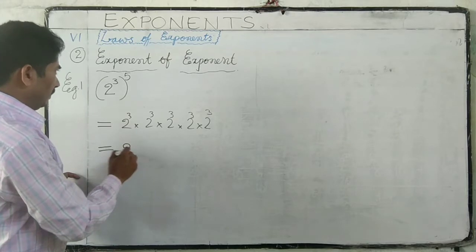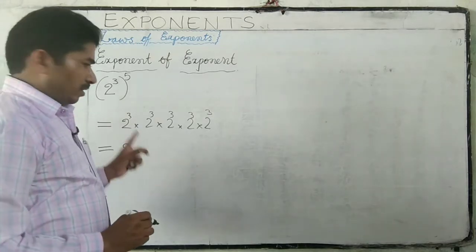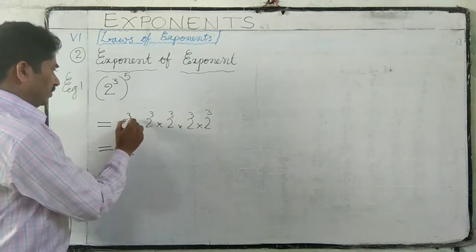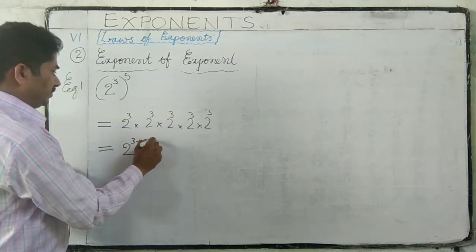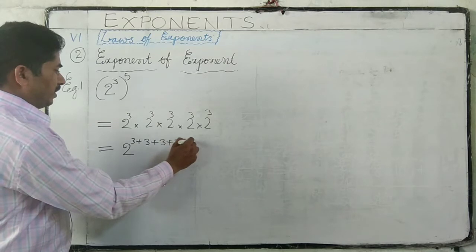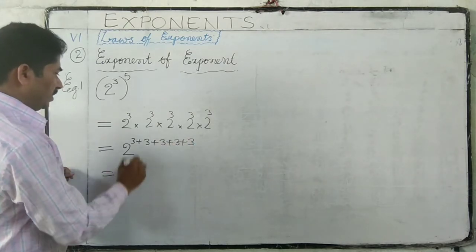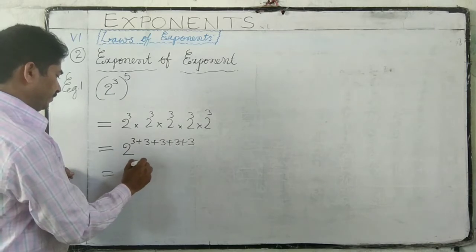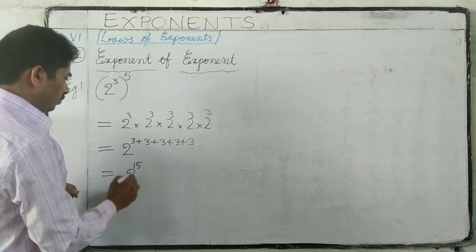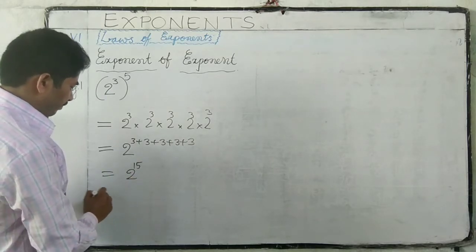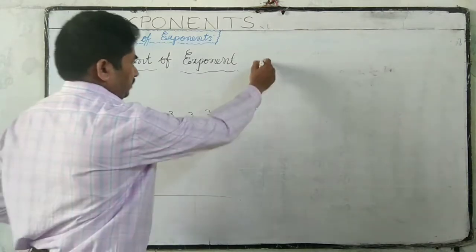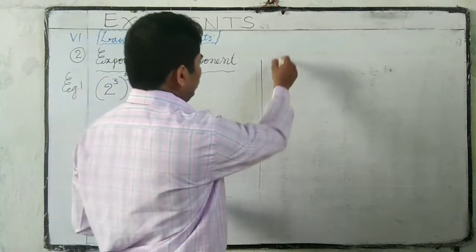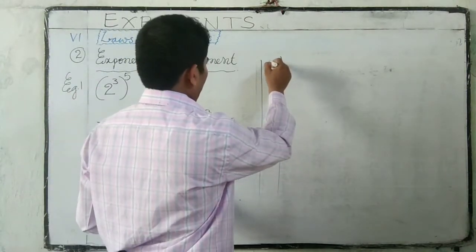So we know the first formula. Based on this, we can add 3 plus 3 plus 3 plus 3 plus 3. 2 to the power of 3 times 5 is 15, 2 to the power of 15. Based on this, we can write directly. Example 2.